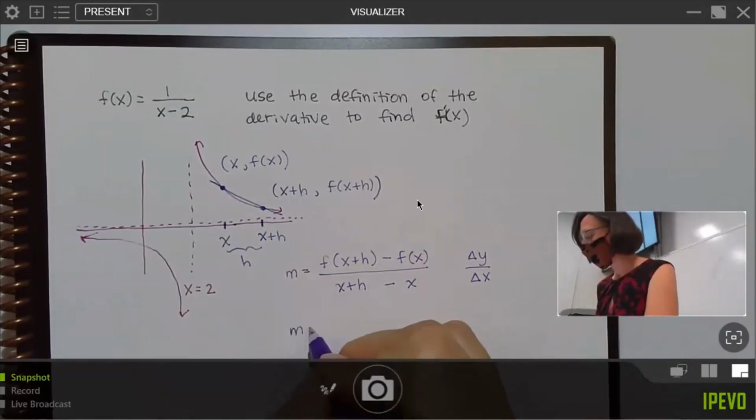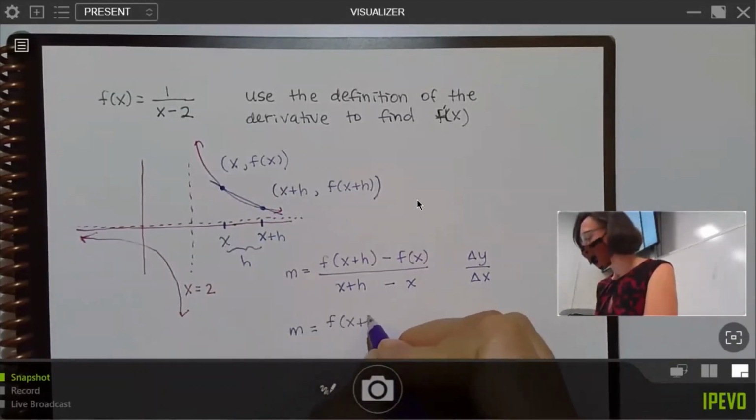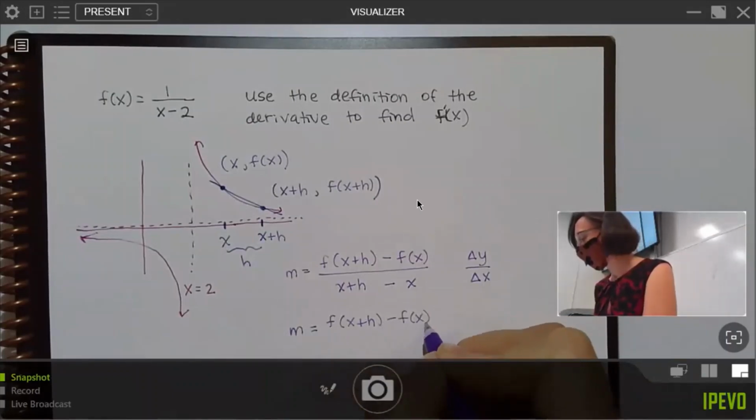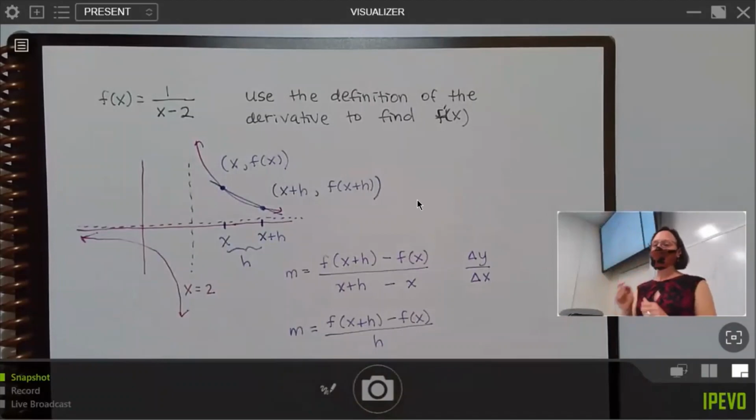Or if we clean up the bottom there, that's going to look like f of x plus h minus f of x all over h. Well, the whole reason that we're taking the limit as h approaches 0 is the idea behind a tangent line is we're going from finding the slope between 2 points to squeezing those 2 points together until we're actually just finding the slope at a single point.